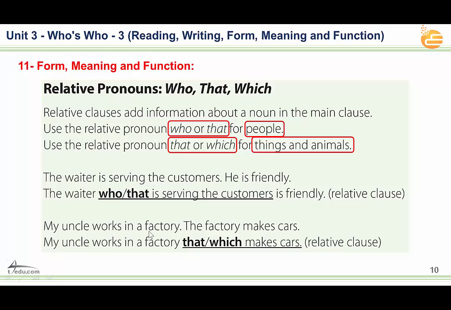My uncle works in a factory. The factory makes cars. Okay, my uncle works in a factory. So we are talking about a factory. It's a thing. It's not people. So we have to say a factory that or which makes cars. Okay, very nice.